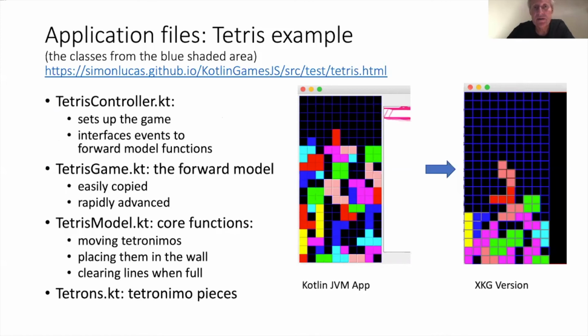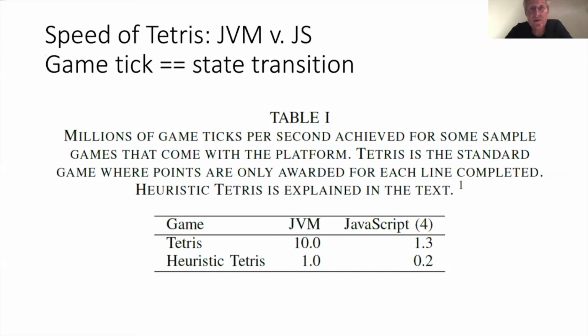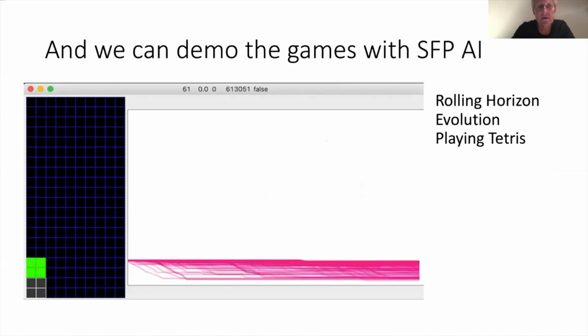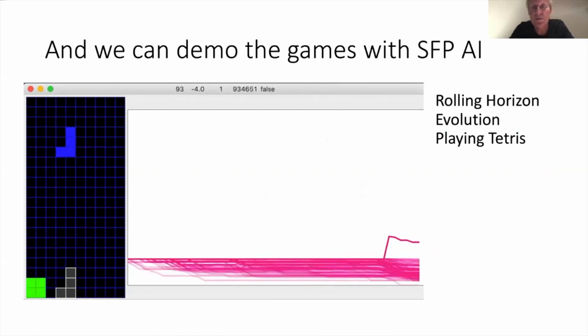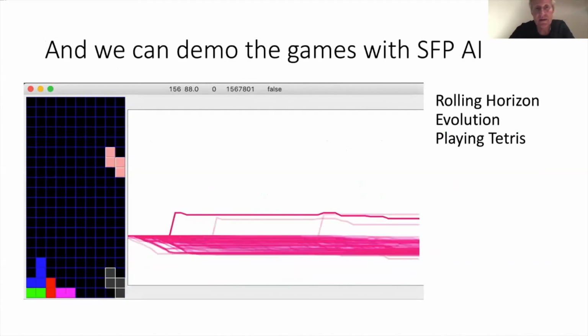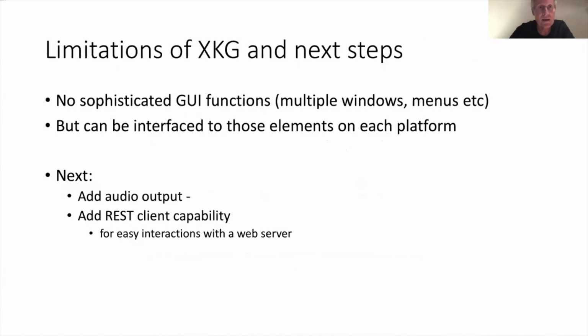If you look at the Tetris example, it's a fairly standard implementation of Tetris, but all the code that I've outlined here is now completely platform independent. It's fast: this is Tetris running on a JVM at 10 million game ticks a second, and on JavaScript 1.3. There's more detail of that in the paper. And we can also demo the games. This is showing the statistical forward planning algorithm, in this case Rolling Horizon Evolution, playing Tetris on the JVM.